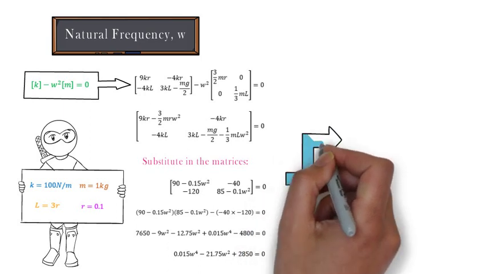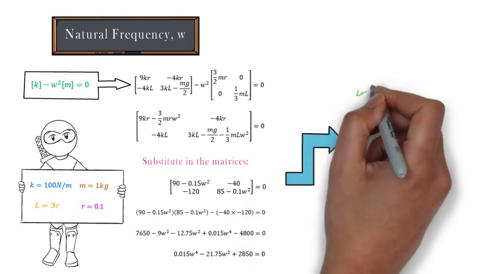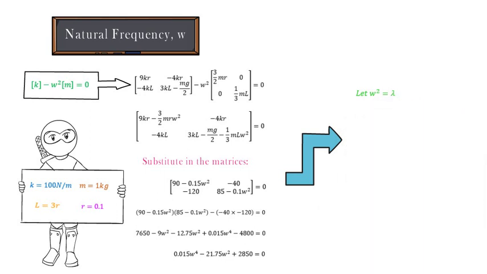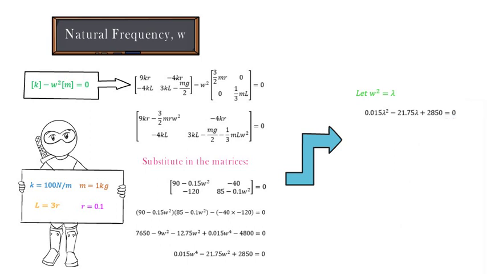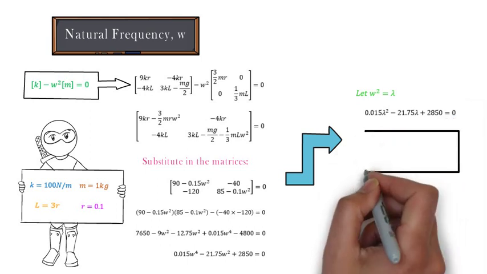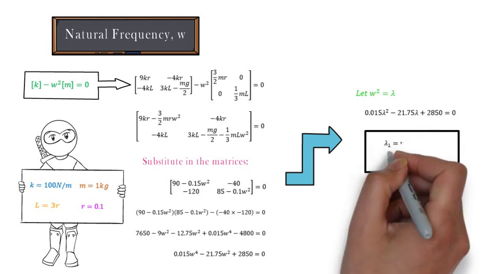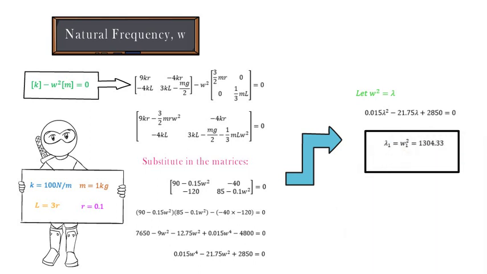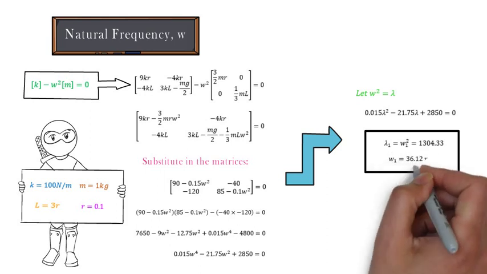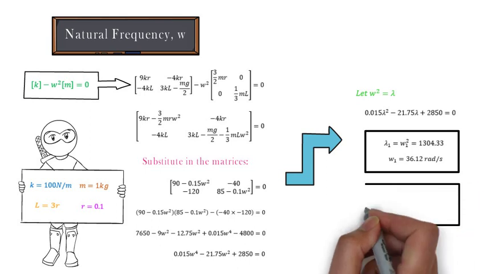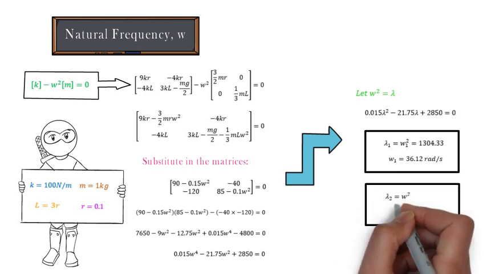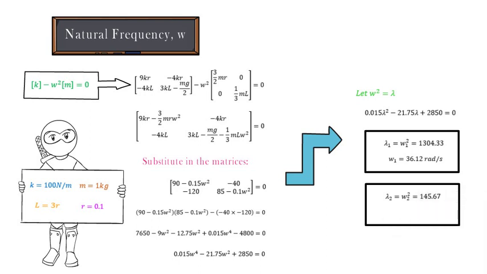To make it easy, we let omega squared equal lambda. So that is how the equations will be. From the equations, we will get lambda 1 is equal to 1304.33, and then omega 1 is equal to 36.12 rad per second. We also get lambda 2 equal to 145.67, and omega 2 will be 12.07.